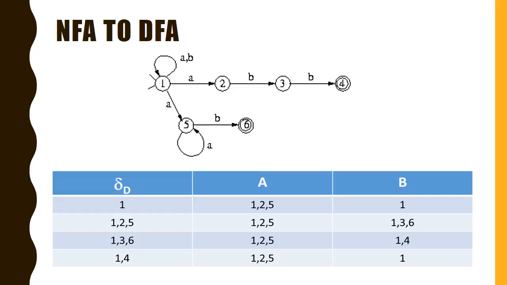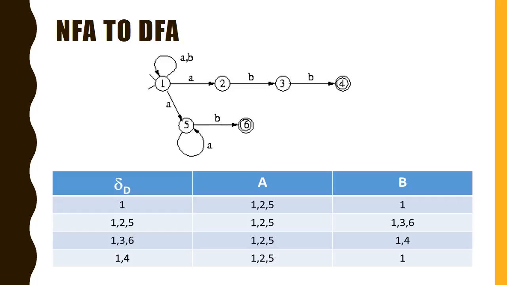and we have to see where all can we go with the help of a. So with a, we stay in 1, 2 and 5 itself, and if we give b, we can reach the states 1, 3 and 6 from the states 1, 2, 5. And from the state 1, 3, 6, if we give a, we go back to the states 1, 2, 5, and if we give b to the state 1, 3, 6, we go to 1, 4, and 4 is one of our final states.